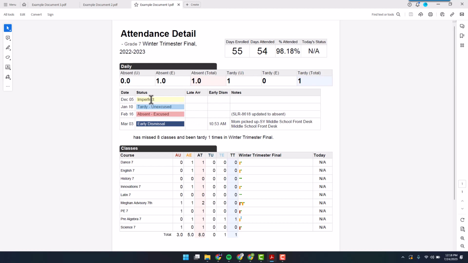Imperfect means there's a conflict in what we're seeing in the database, meaning generally what it means is the kid is at school, but is absent from a class, which should not happen. It can happen the other way where the kid is absent from school and is marked present. That usually is a mistake by the teacher marking someone present that is not there. So imperfect means there's an absent and a present in the same day, which is confusing to the system.